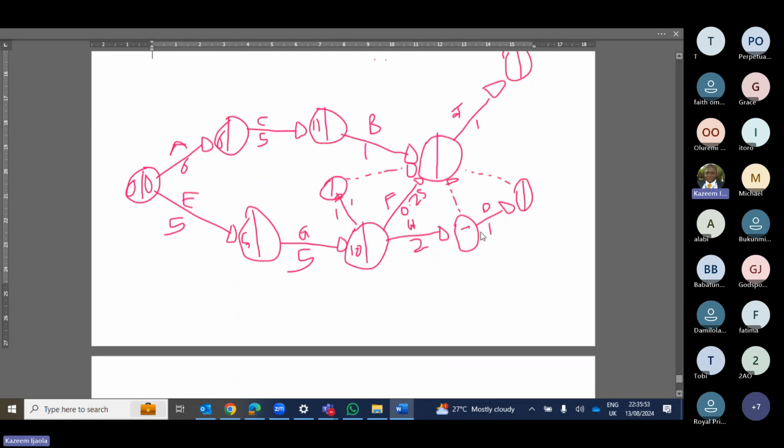Oh, I've not divided. I can make this one 7. 7 plus 1, I can call this one 8. How is it 7? How is it 7? Casey, it's supposed to be not 12 now, it's supposed to be 10 plus 2. That's 12.